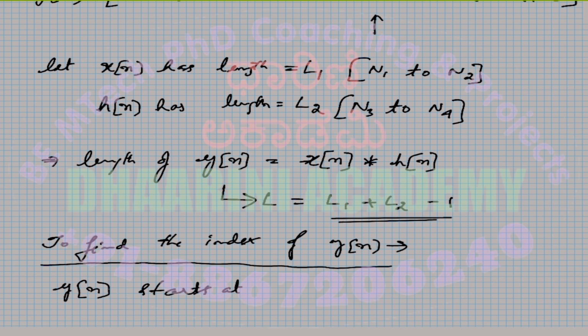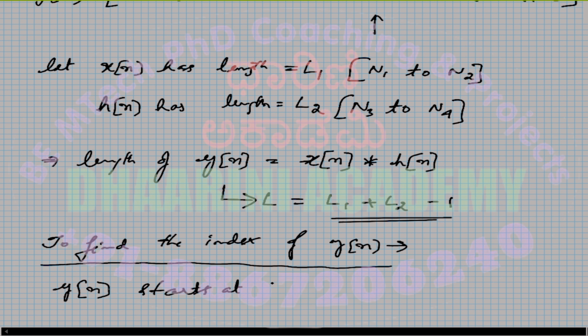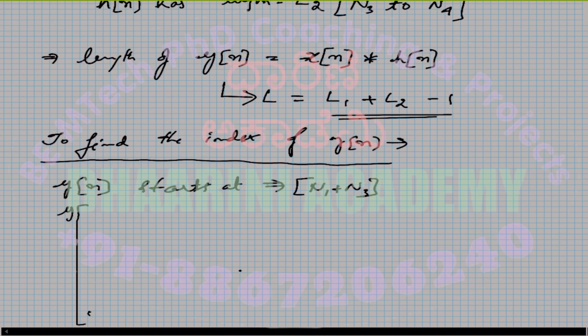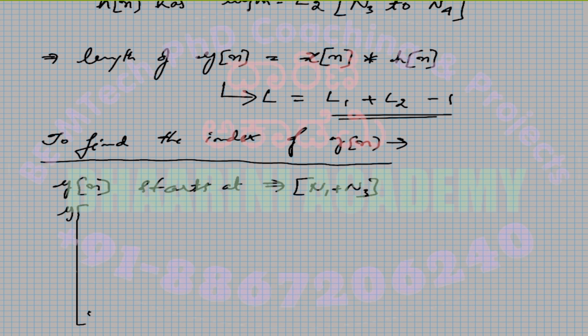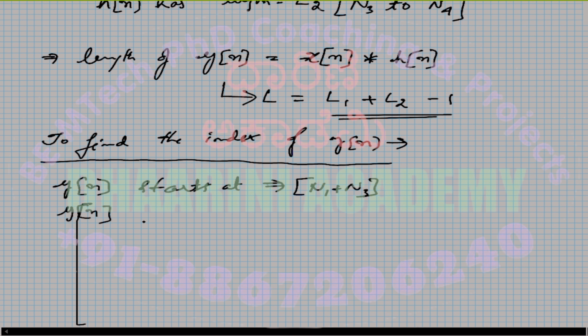That's all, very simple, right? Let's verify that later. n1 starts at a point indicated by n1 plus n3, right? And what is the end point? The same function y of n ends at the other two points, that is n2 plus n4.